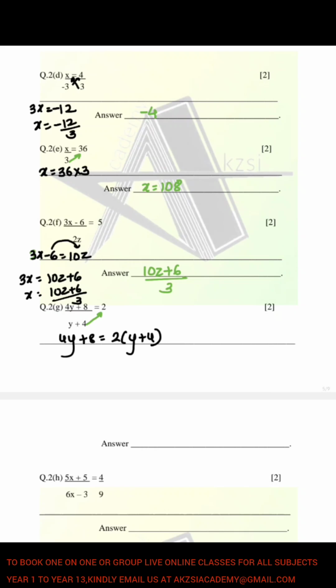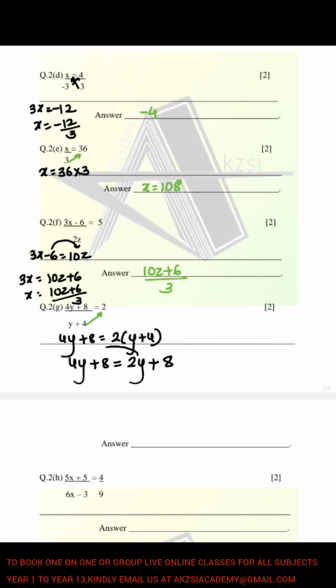Now from here, from question 2, it's the GCSE type of questions. This type of questions you can easily find in GCSE papers. So this type of questions are more important for you to go over and to do some kind of practice. Now I need to expand the bracket on the right hand side. So 4y plus 8 equals 2 times y, 2y, and 2 times 4 is 8.